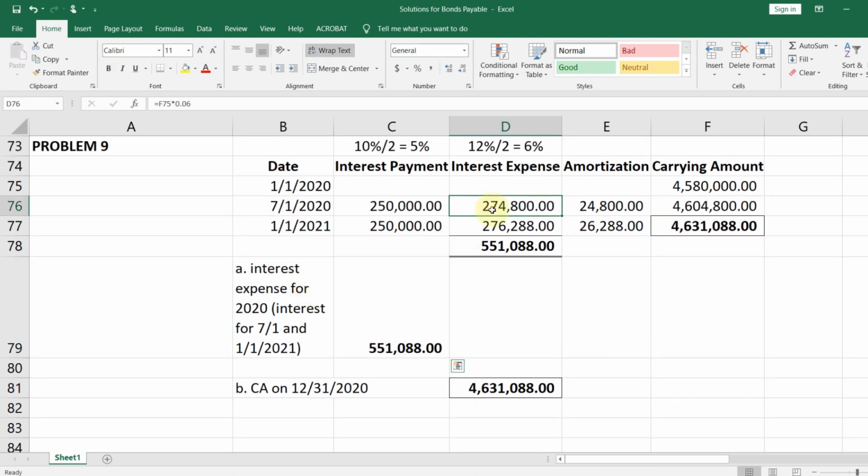First question is, how much is the interest expense for 2020? So that's your, itong dalawang interest expense na ito. So pag add mo lang, you'll get 551,088. So that's the answer. Okay? Next, the question is the carrying amount on 12/31/2020. So meron na naman tayo. The answer is 4,631,088. Okay?